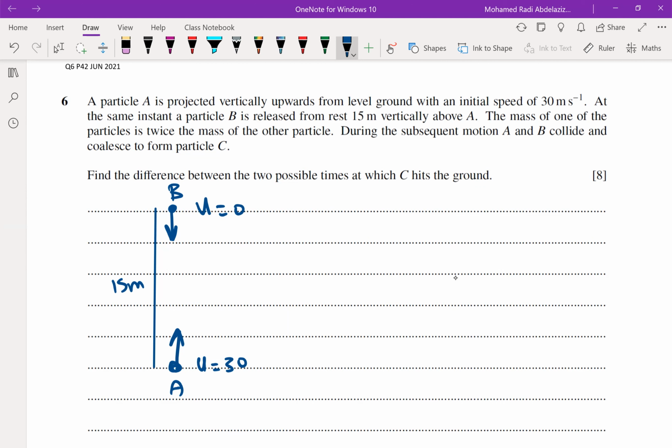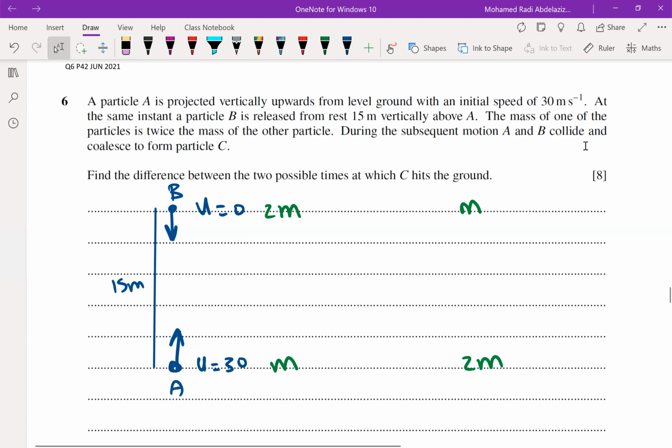The mass of one of the particles is twice the mass of the other. So we have now two cases. If the mass of A is m, the mass of B will be 2m. Or if the mass of A is 2m, the mass of B will be m, but it is the same information.